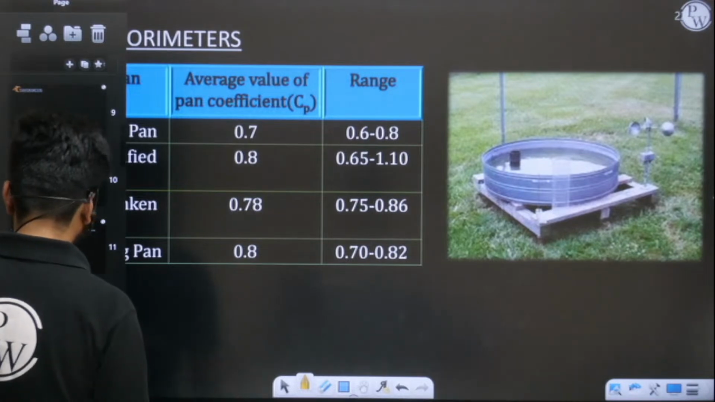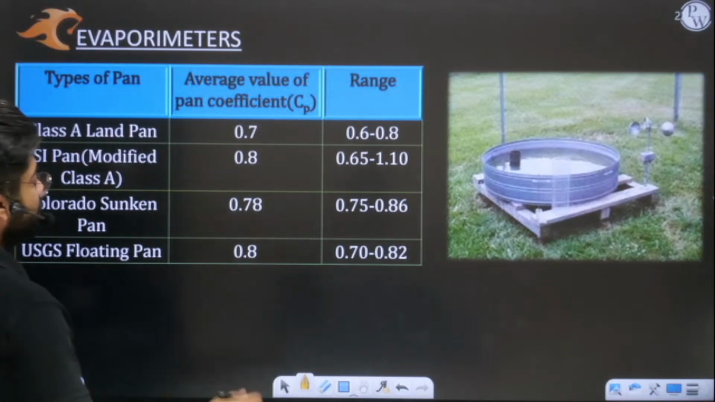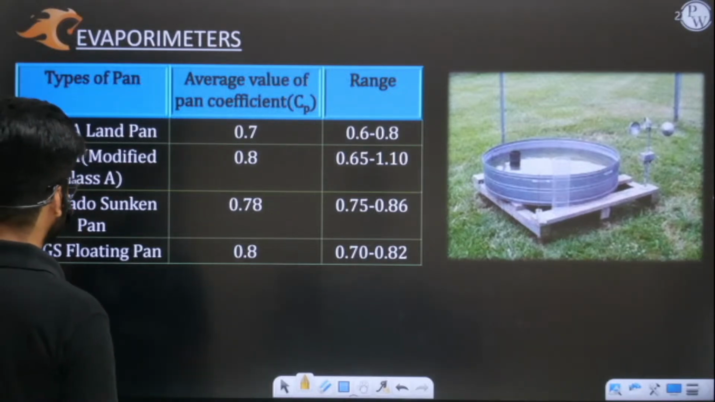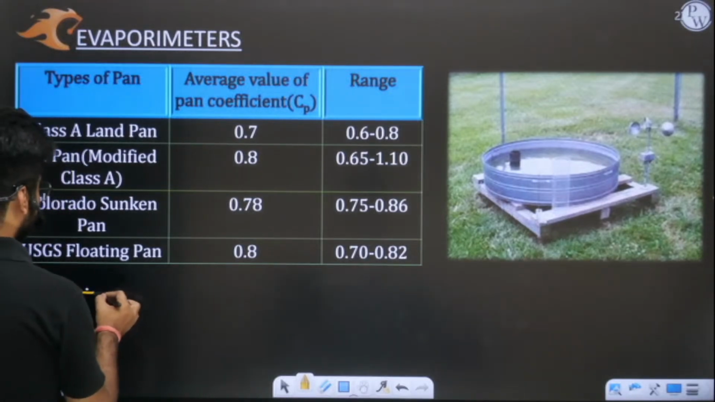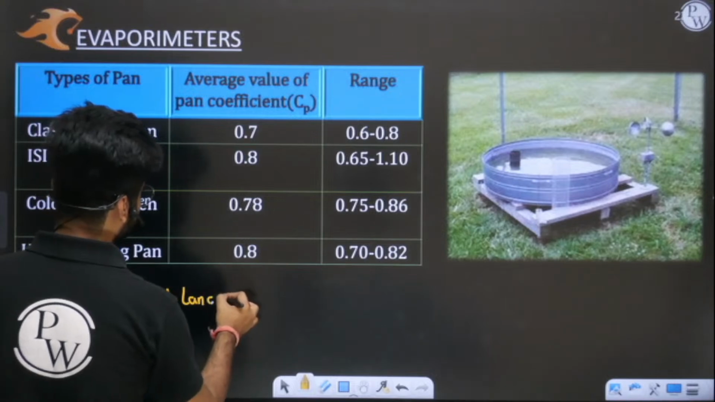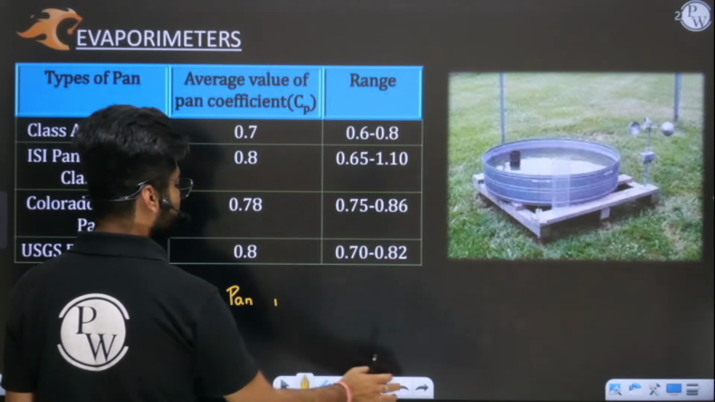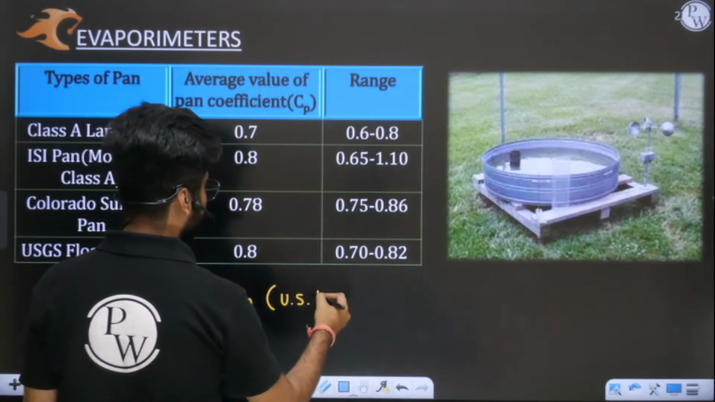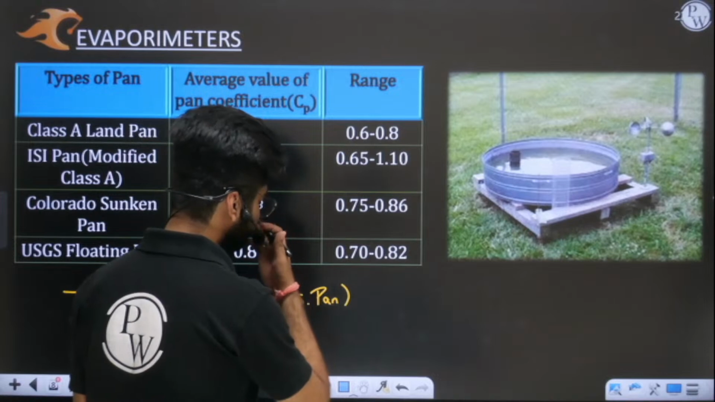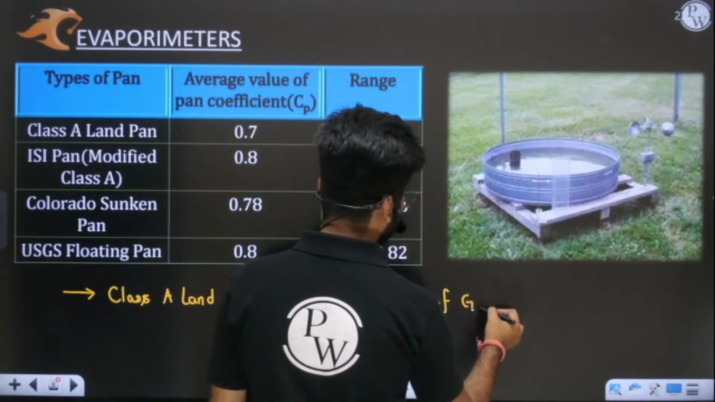We will solve one question also. Now one formula is very, very important here. One or two points let us write down. Class A land pan, or simply let me write in the bracket US pan. This is a pan which is made in US. So class A land pan is made of galvanized iron sheet, GI sheet.